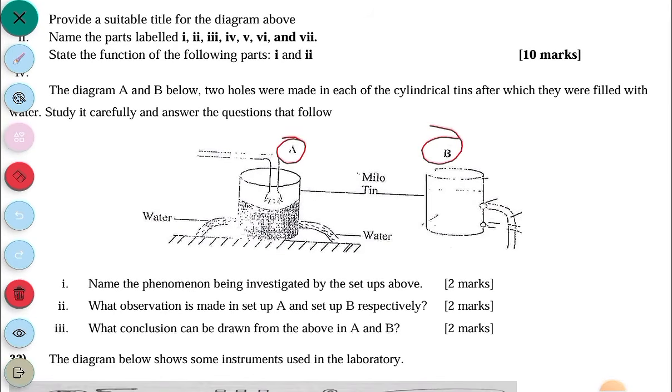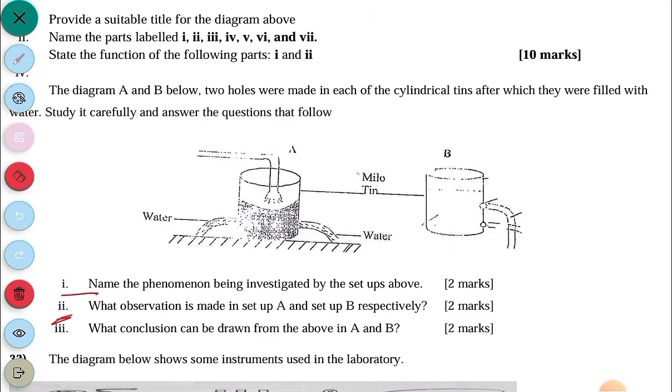2 holes are made in each of the cylindrical tins. So this cylindrical tin has a hole. This cylindrical tin has a hole. This also has a hole. So they are filled with water. Study it carefully and then answer. So the first question is name the phenomena being investigated by the setups above. So the phenomena being investigated is pressure at different depths.